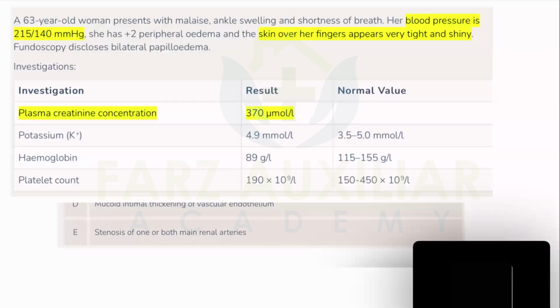A 63-year-old woman presents with malaise, ankle swelling, shortness of breath. Her blood pressure is obviously very high. She has +2 peripheral edema. Skin is tight and shiny. Fundoscopy discloses bilateral papilledema. Plasma creatinine 370. Potassium is on the higher side, 4.9, not beyond normal limits. Hemoglobin is low. Platelet count is this much. Read through this. I shall show the options of the latter part after this.